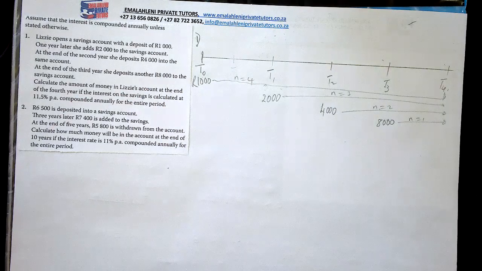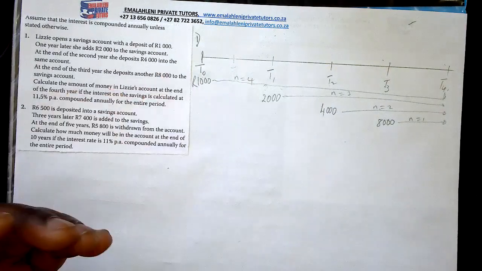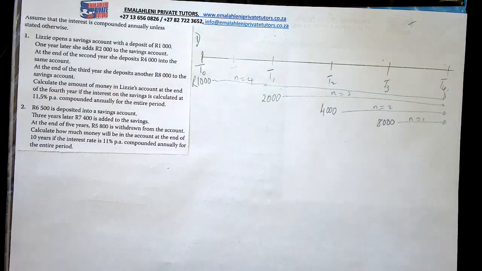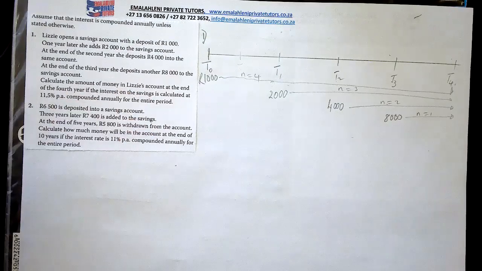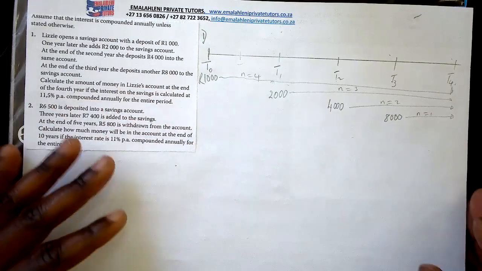That's what we are talking about then. So we are saying this will grow because it's still in the account. It's going to stay in the account for 4 years. This one is going to stay in the account for 3 years. This one is going to stay in the account for 2 years. The 8,000 is going to stay in the account for only 1 year. So we're going to see how will it grow now?